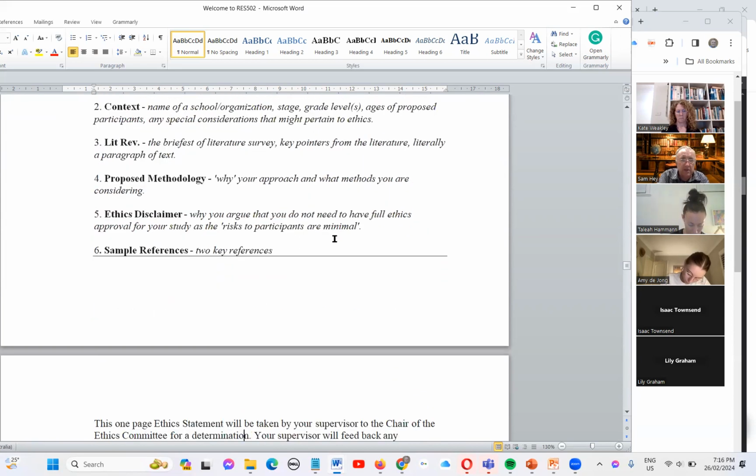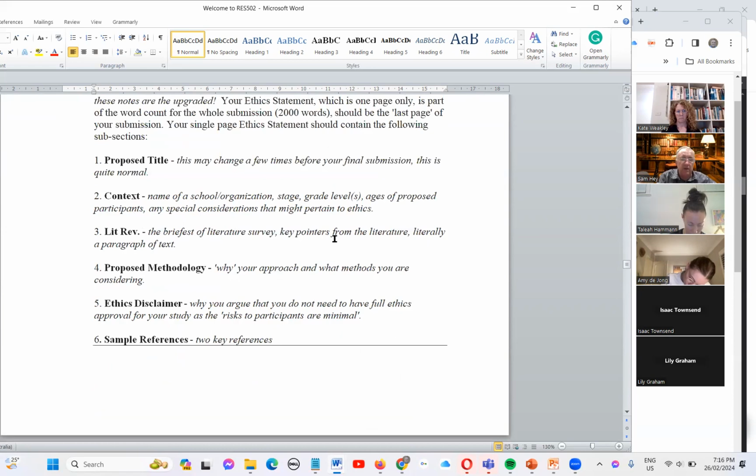So on the Moodle website, you'll have an outline of what we're looking at. So there's the title, there's the context, what's your background, there's the literature review, which is collecting 10, 15, 20 scholars who've written on the area you're interested in. And if they've got different viewpoints, then that's even better, because it challenges you to think about these areas.